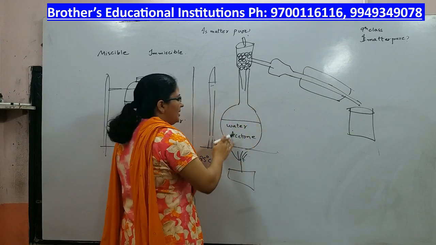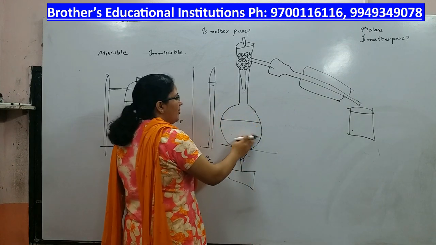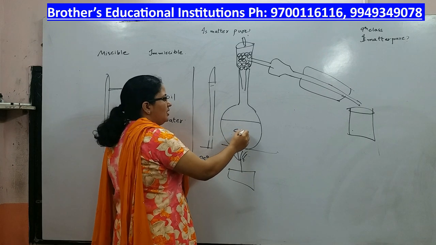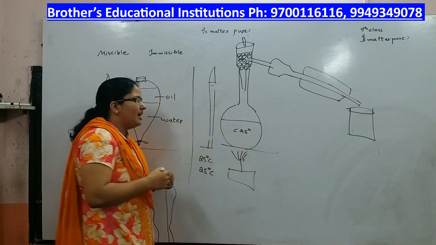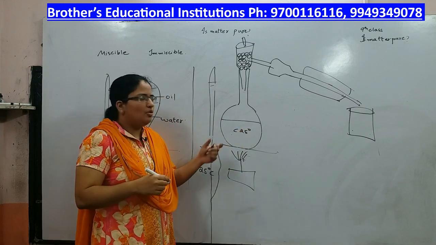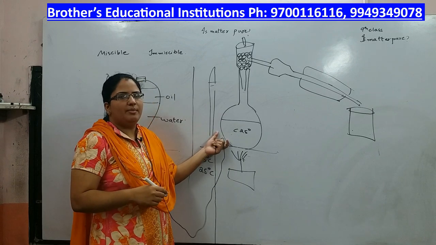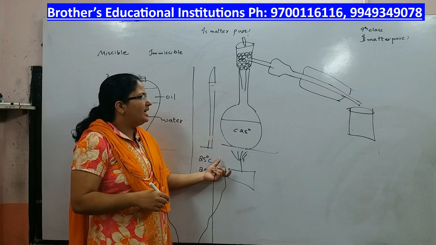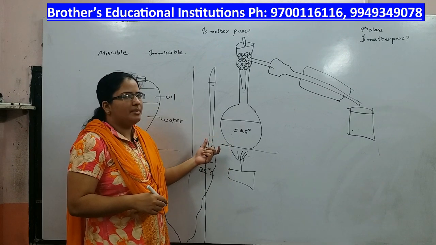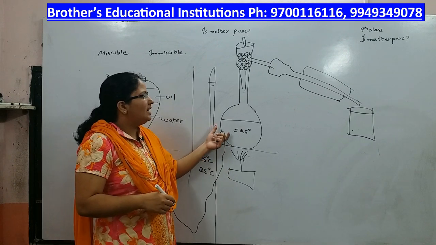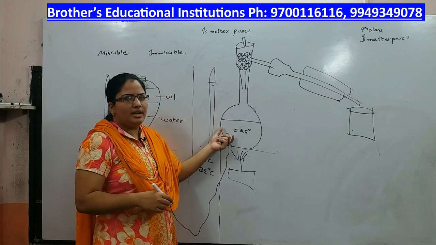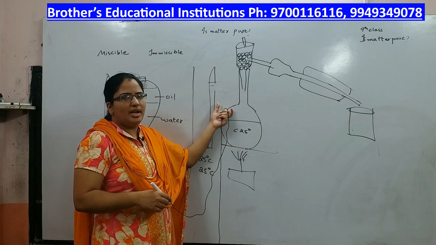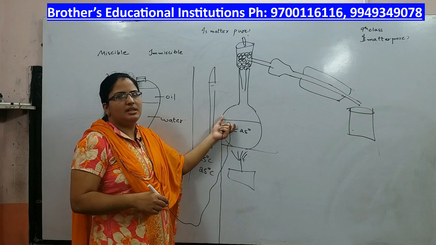Let us take some other liquids which have boiling points differing by less than 25 degrees centigrade. Let us say we have taken two miscible liquids here, whose boiling points differ by less than 25 degrees centigrade. Now supply heat. As you supply heat, one liquid comes out, one liquid other than water comes out. Sometimes even the water particles come out.